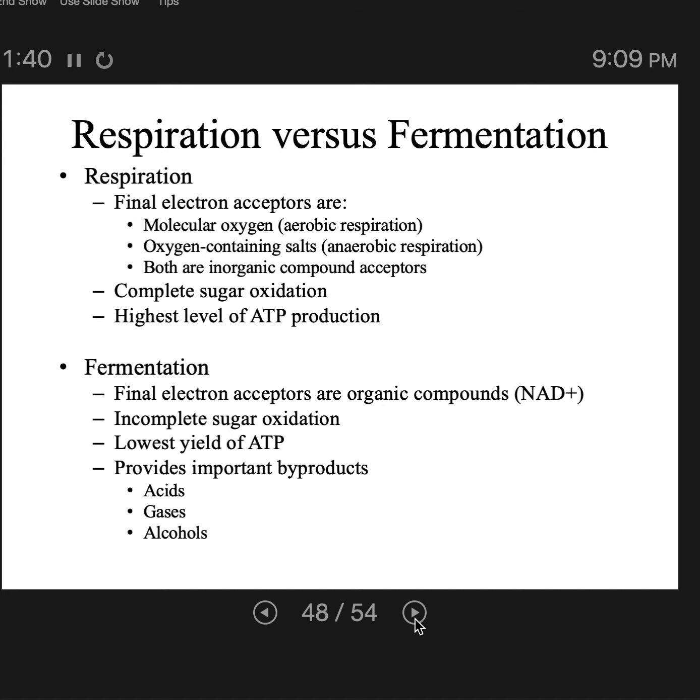So in respiration, final electron acceptors are molecular oxygen or oxygen-containing salts. Both are inorganic compound acceptors, right? Final electron acceptors in fermentation would be organic compounds like NAD+, which you've seen before. In respiration, you have the complete oxidation of sugar. In fermentation, you do not have a complete oxidation of sugar. Respiration yields a huge amount of ATP. Fermentation yields very, very little ATP. It's not great. But fermentation provides some important byproducts like acids, gases, alcohols.